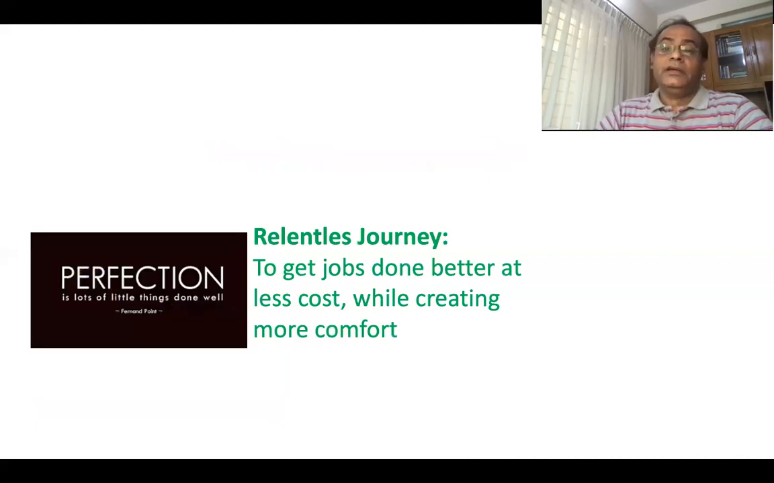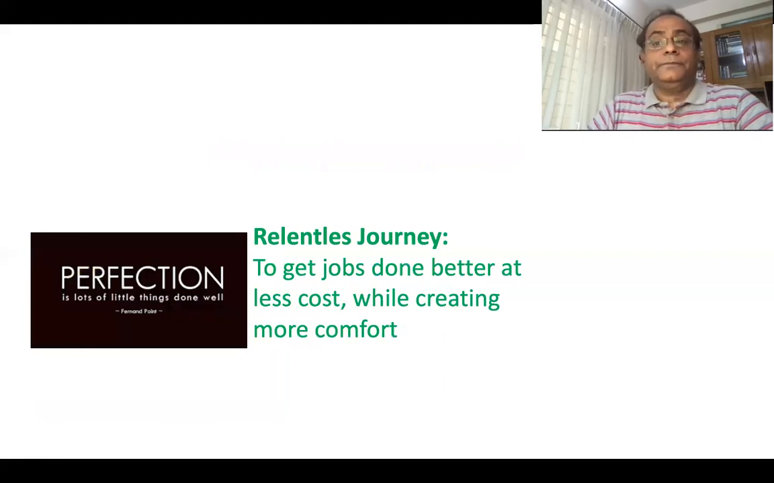And we are on a relentless journey of getting those jobs done increasingly better at less cost. That is a very basic human characteristic, to look for a better option, to look for a better life. How? Finding means of getting jobs done better at less cost.